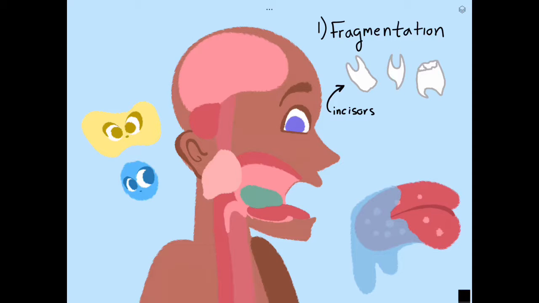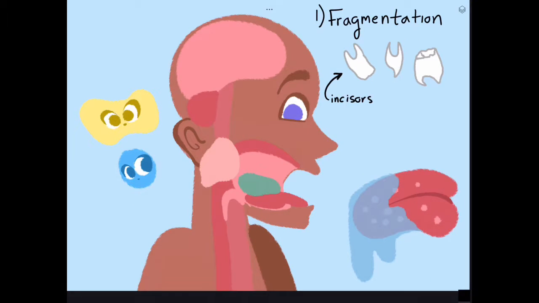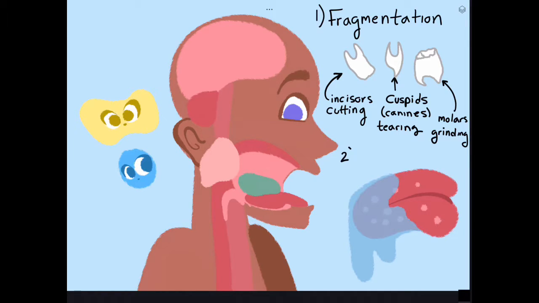We have 3 main types of teeth. Our incisors, which are in the front, are responsible for cutting our food. So, cutting a nice green leaf of spinach off. And then we have our cuspids, or our canines. And our cuspids are responsible for tearing food, like tearing into a big hunk of steak. And our final group of teeth are our molars, and our molars are responsible for grinding up our food. And our teeth together are going to take those big pieces of food and make it into smaller pieces of food.